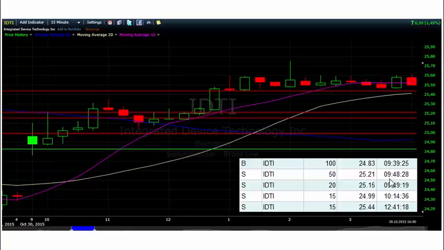Just 9 minutes later the stock price went up. It was now at 25.21, and that's this level here. So I decided to sell 50 shares already, and that way I could book some money on my account already.